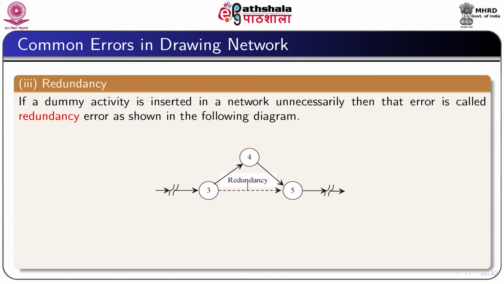Therefore, this dummy activity connecting the nodes 3 and 5 is called the redundancy dummy activity, and this type of dummy activity considering is actually the error in the network diagram, which is called the redundancy error.